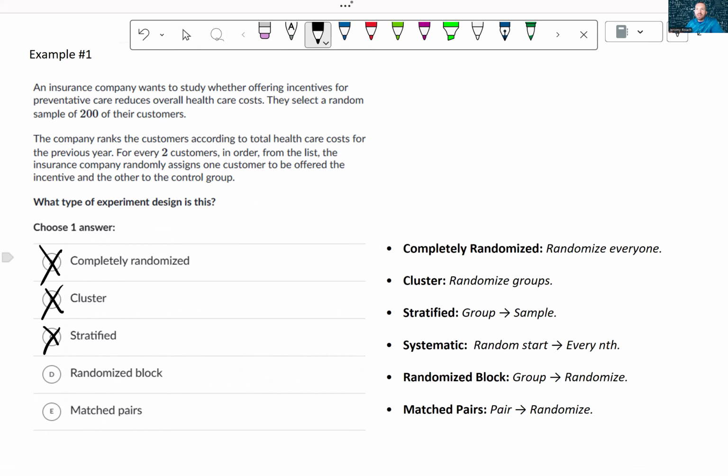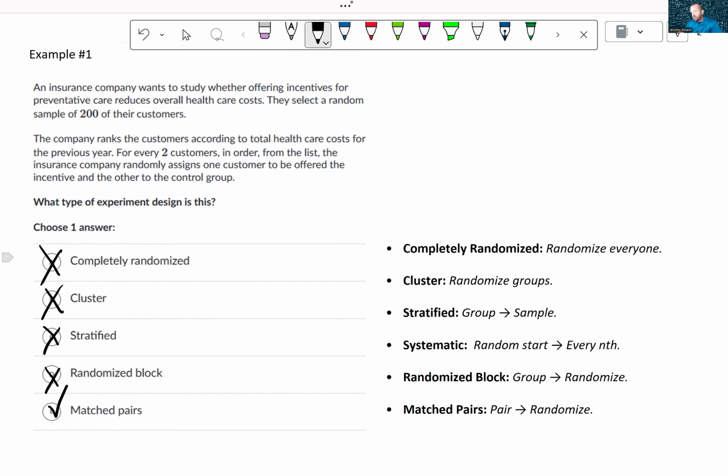Randomized block is where we have a group and then we randomize that. This one's not randomized blocks. There is a more appropriate name for this. When the blocks are small, like 1 or 2 subjects, we don't call it randomized block. This is matched pairs. So the subjects were first put into pairs with another similar customer, and it was randomly determined which member of each pair was offered the incentive and which one wasn't. So this is matched pairs.